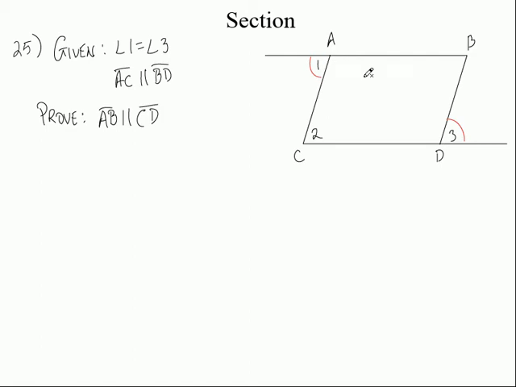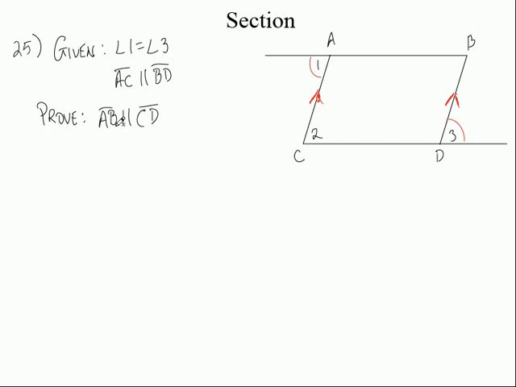So let's go. We mark 1 and 3 equal to each other. It also says that AC is parallel to BD. Well, here's AC, so let's mark that. So we mark that with an arrow, and BD, we mark that with an arrow. All right, that's the first thing that I do. Does that make sense?